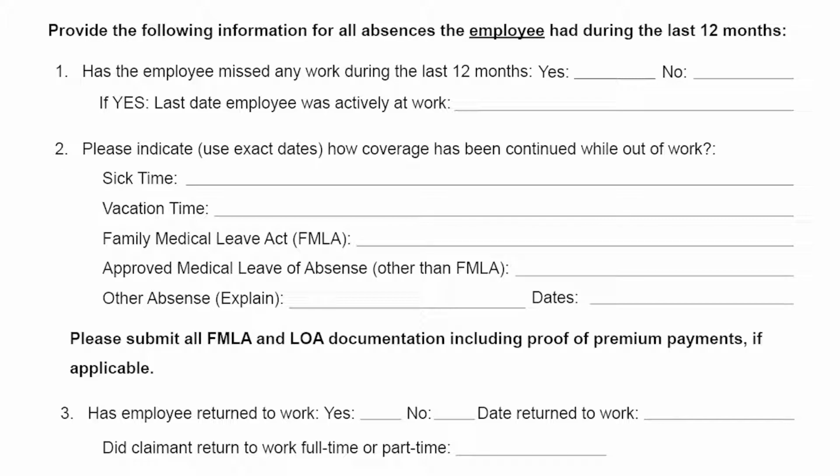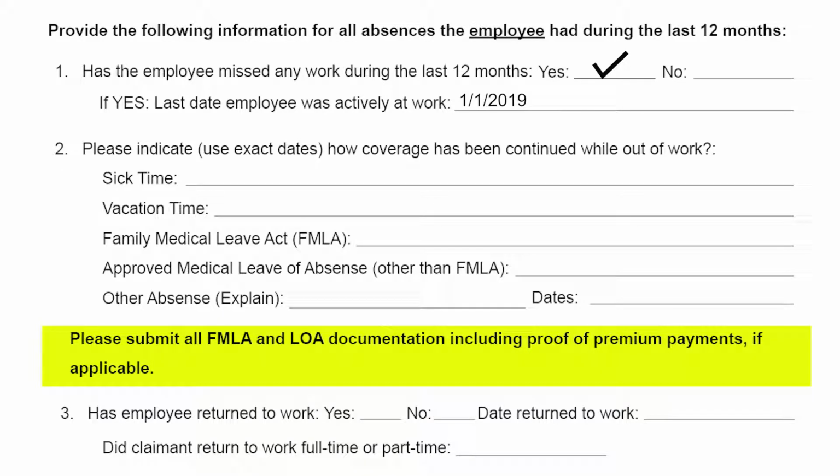Question number 1 asks, has the employee missed any work during the last 12 months? You will want to check yes or no. If the answer is yes, please list the last date the employee was actively at work. This should be a specific date. At the bottom of the form, in bold, it lists that you will need to submit all family medical leave paperwork along with proof of premium payments, if applicable.